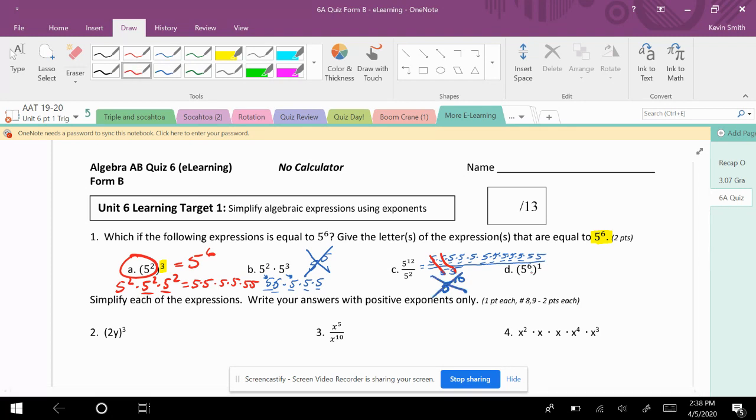And the last one over here, oh, that's just 5 to the 6th one time, which is 5 to the 6th. So A and D are our answers there.